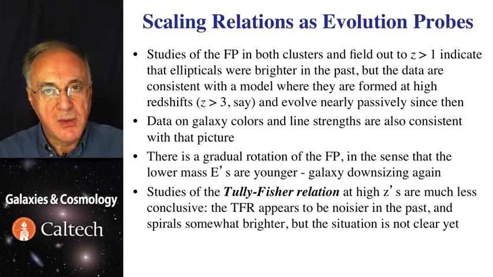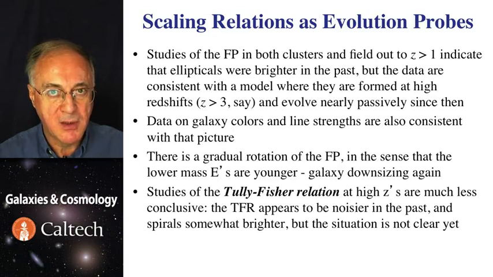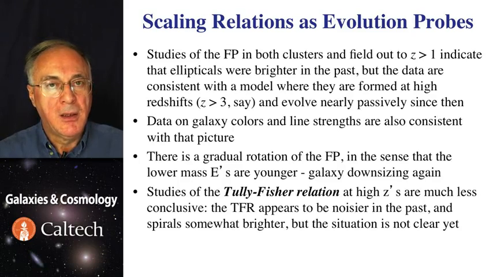And we also begin to see a change in the tilt of the fundamental plane, which really means that galaxies of different masses evolve at a slightly different pace. And it goes in the sense that those at the lowest mass end evolve fastest, which is, again, another example of that galaxy downsizing. That's as far as the fundamental plane is concerned.